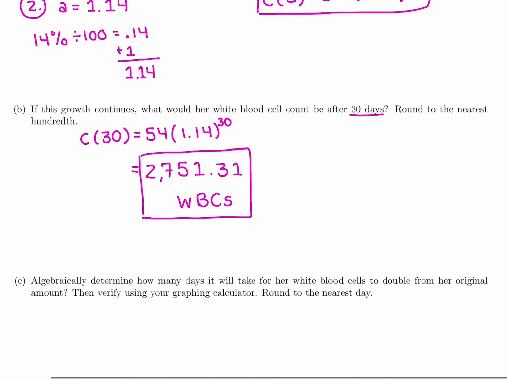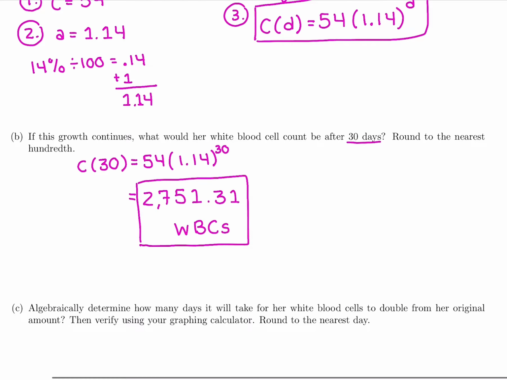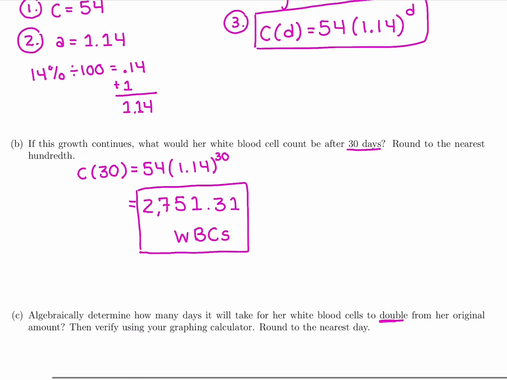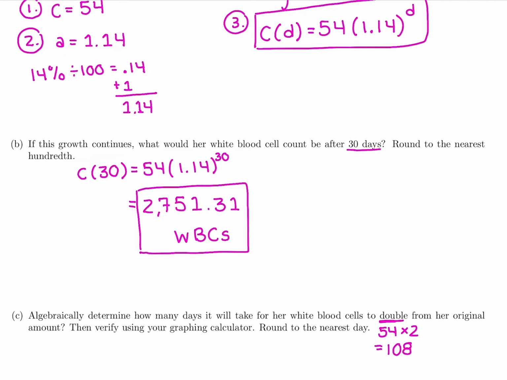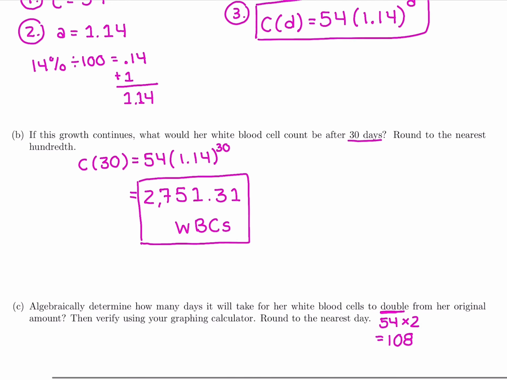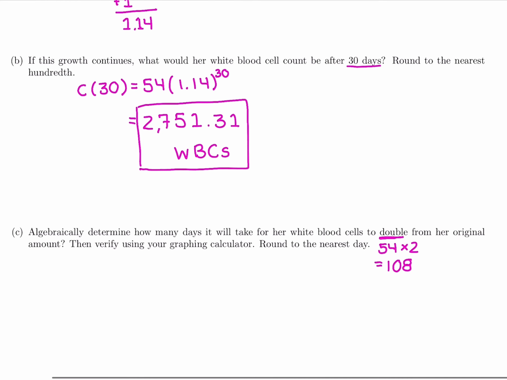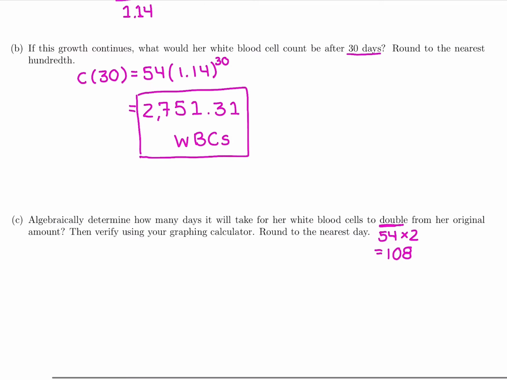The last part says, algebraically determine how many days it will take for her white blood cells to double from her original amount. So how many white blood cells are they looking for her to have? If they're looking for how long it takes to double, well, initially she had 54. So we're going to figure out what double of that is. 54 times 2, that would be 108 white blood cells. And this might be a factor to estimate recovery and how her treatment went. How long is it taking for her immune system to double the white blood cells? There's probably a typical amount of time, and they want to make sure each patient is getting healthier and stronger and having it double in a certain amount of time.